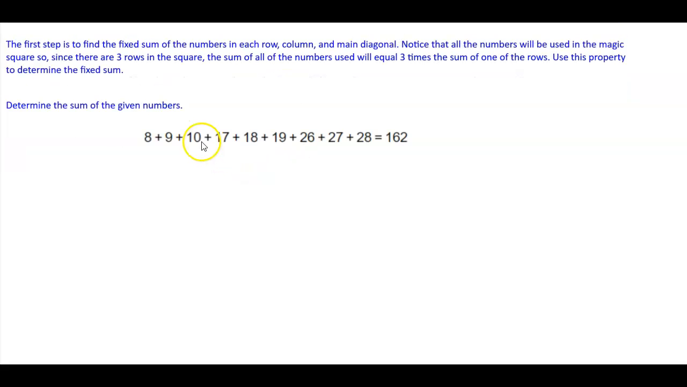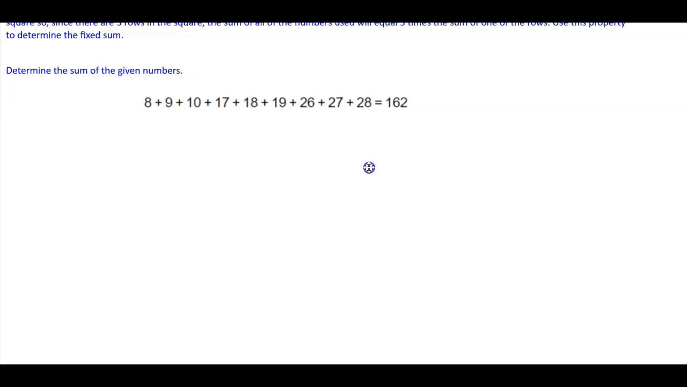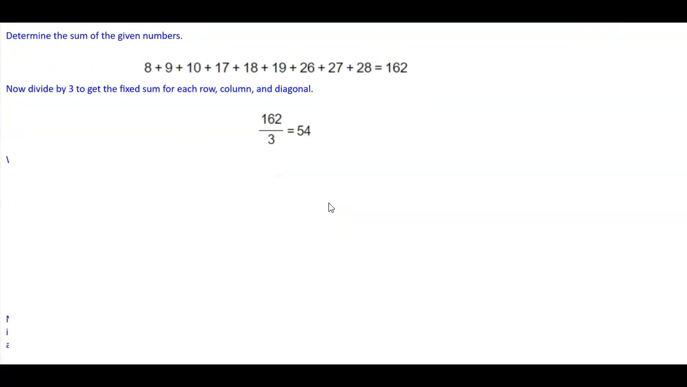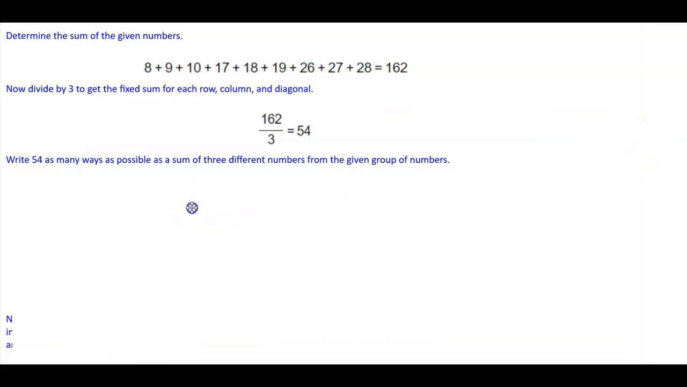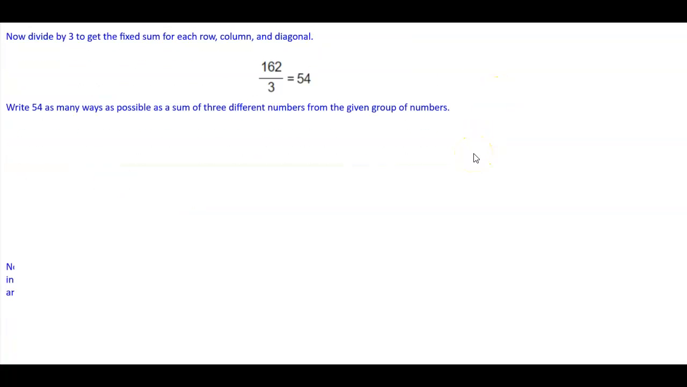When we add 8 plus 9 plus 10 all the way to 28, we get the sum of 162. Now, we're going to divide by 3 to get the fixed sum for each row, column, and diagonal. So we're going to take that 162, divide it by 3, and therefore we get 54. So we're going to write 54 as many ways as possible as a sum of 3 different numbers from the given group of numbers.